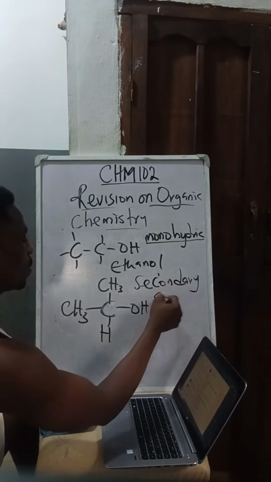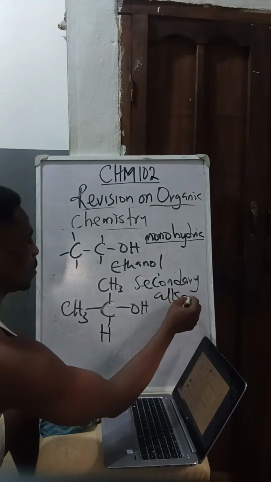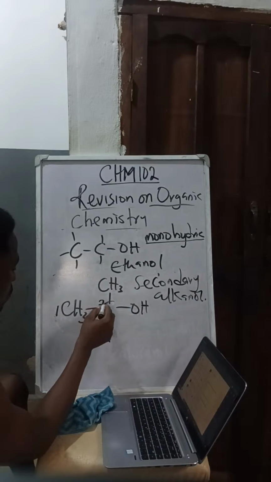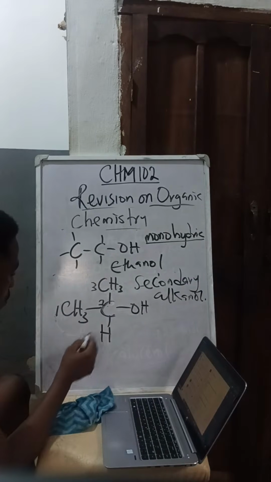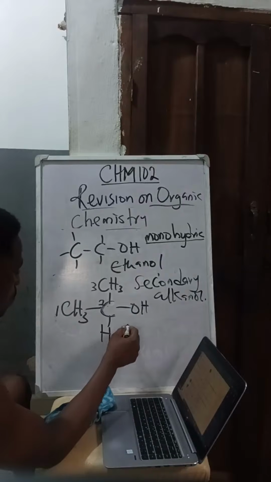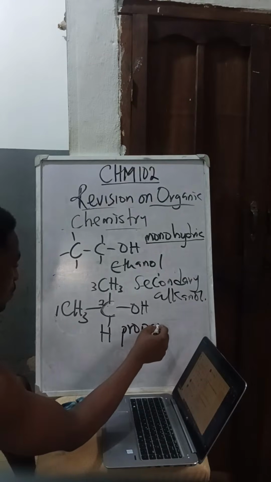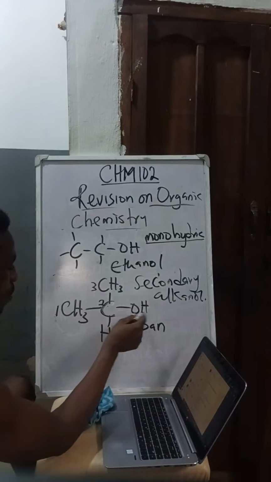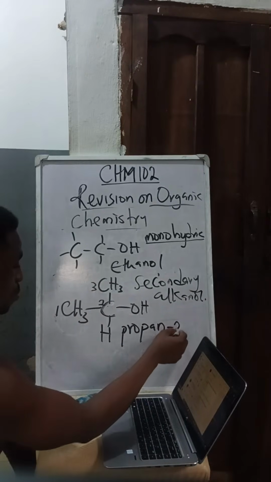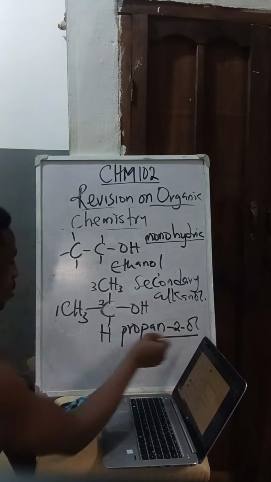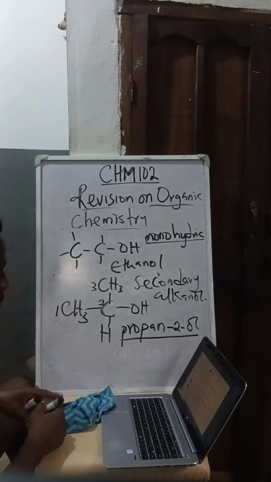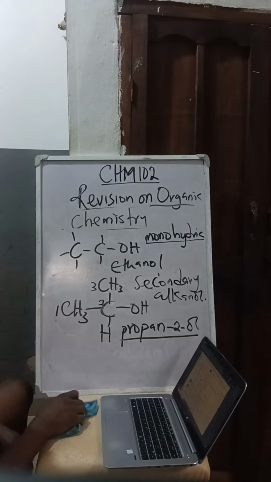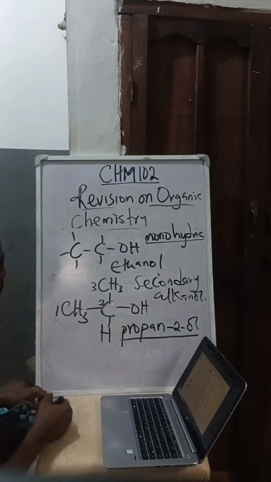And secondary alcohol or alkanol. So if you want to name it, you have 1, 2, 3. This is called propane, because it's three carbons. Then the OH is at 2. Secondary alcohol is propan-2-ol. So that is how we have secondary alcohol.